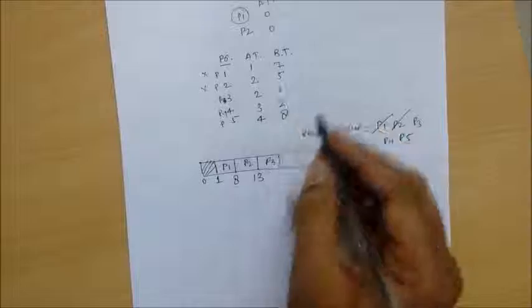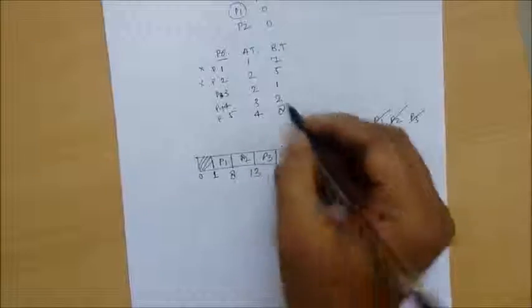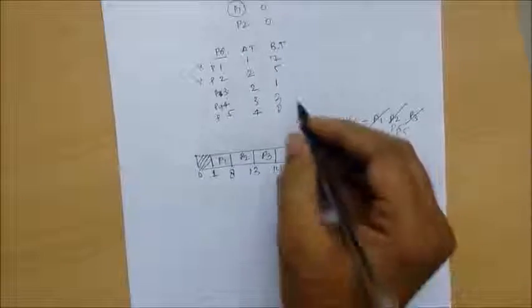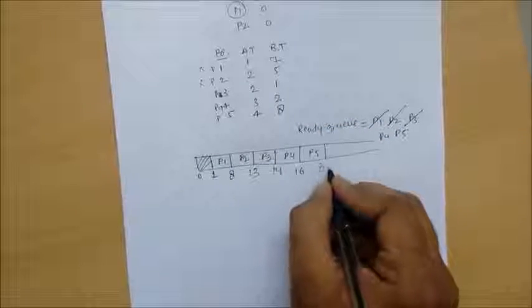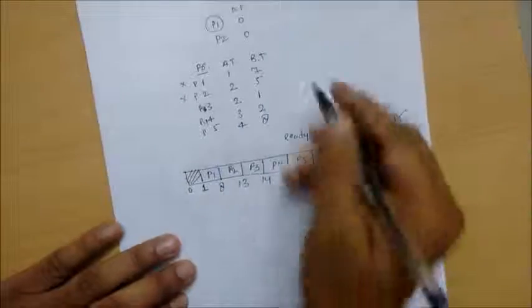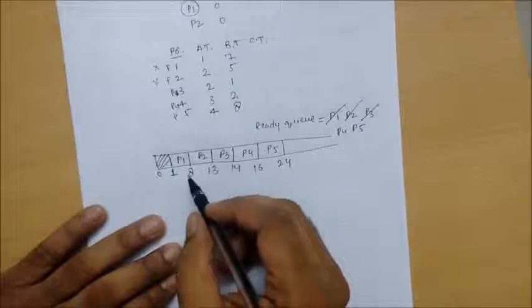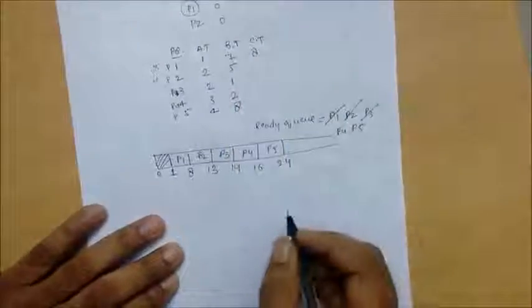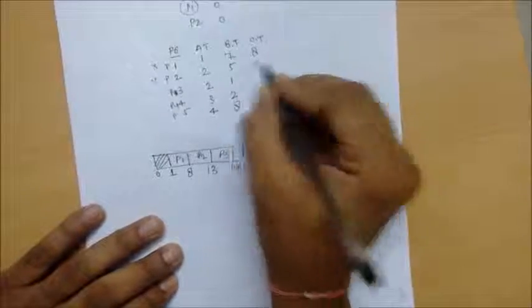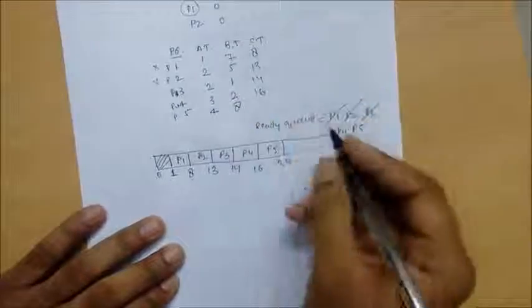P3 requires 1 second of time. This is the burst time. P4 requires 2 seconds of time, and P5 requires 8 seconds of time. So 24 seconds. Now we will write here the completion time. What is the completion time of P1? That is 8. Completion time of P2 is 13. Completion time of P3 is 14, then 16 and 24.